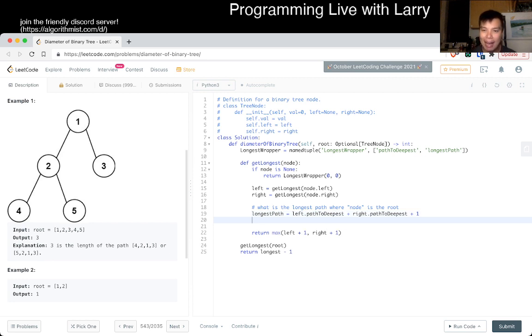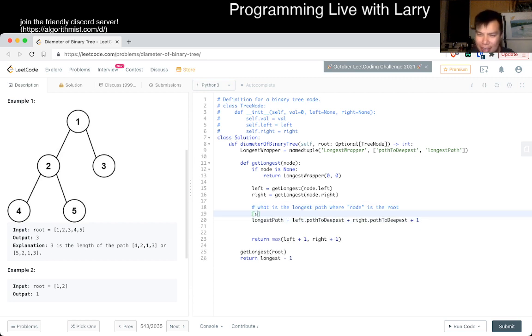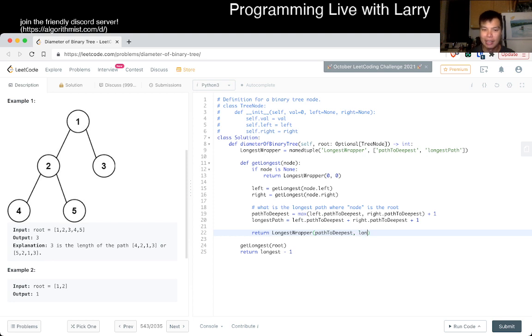And then path to deepest, is that the right way of? All these words look weird to me now. But the path to the deepest is now, of course, the deepest path on the left or the deepest path on the right plus 1. Right, and then now at the very end we can of course return longest wrapper of path to deepest and longest path. And then now here we just start from the root.